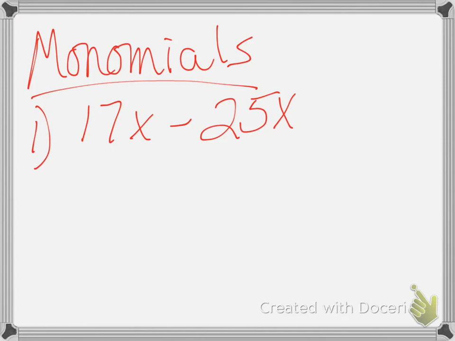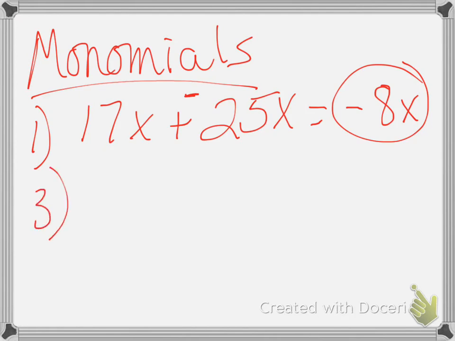What do we do first? KCO, good. All right, and what does that give me? 17x plus negative 25x equals 0, I guess? It's not 0. Negative 8x.